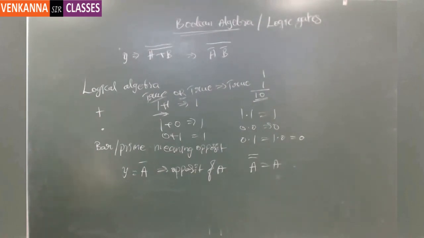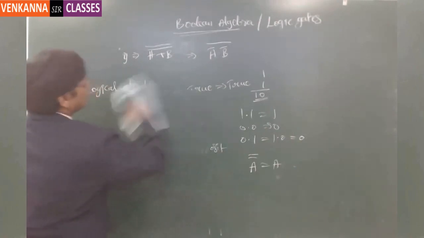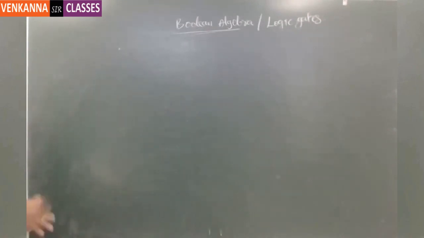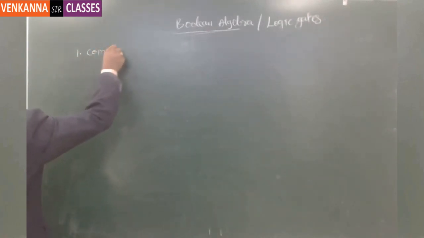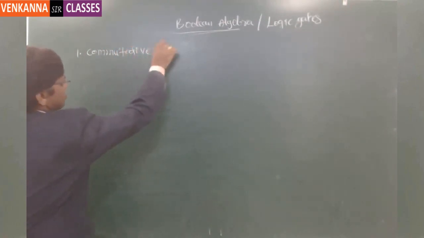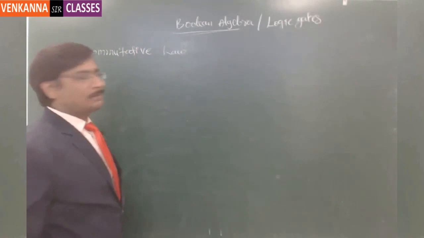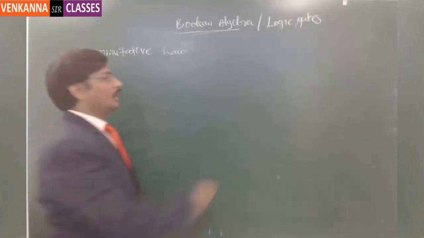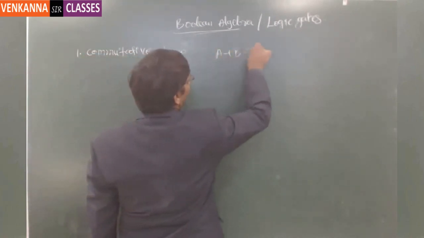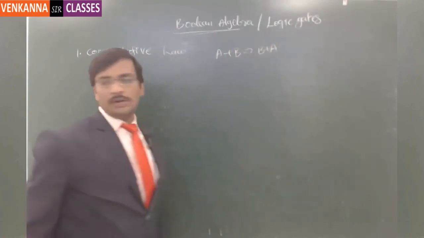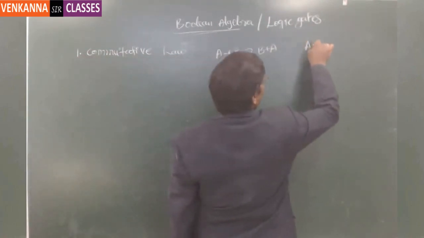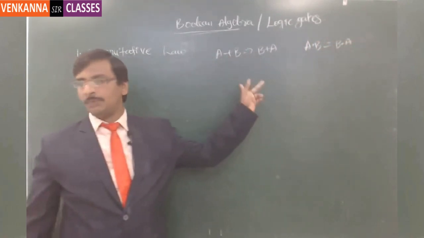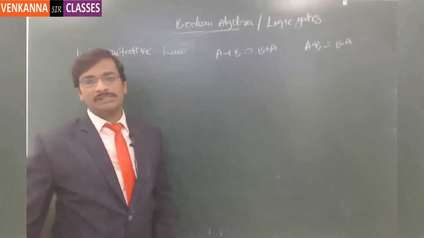Then, okay. Those theorems are the rules. The first one is the commutative law. Commutative law means that if you interchange the positions, the meaning won't change. So here a plus b equal to b plus a. This is the commutative law. Similarly for multiplication, a dot b is equal to b dot a. Even if you interchange the positions, the result won't change. So this is the commutative law.